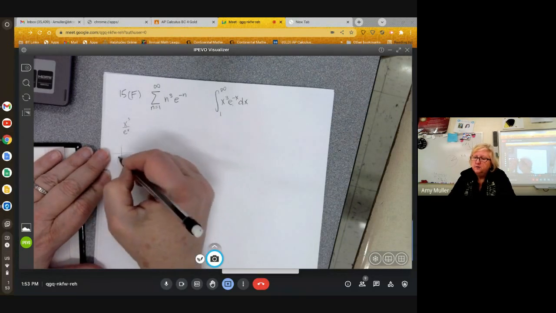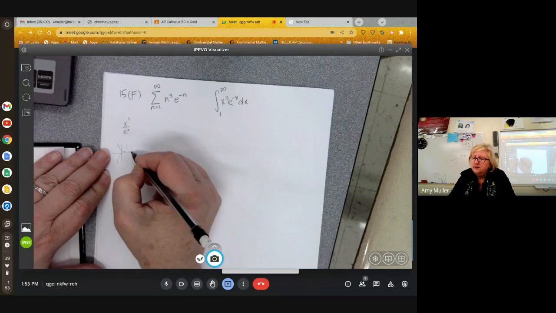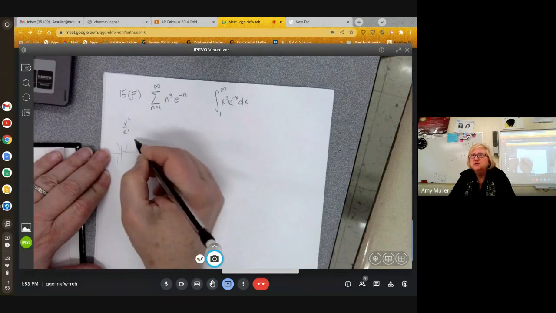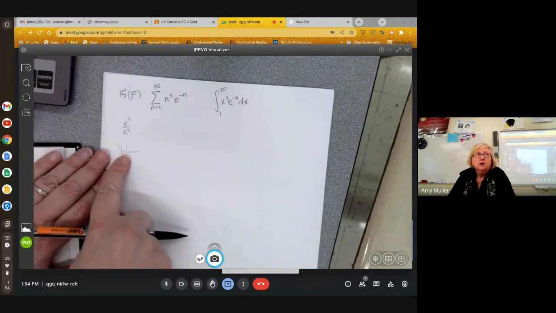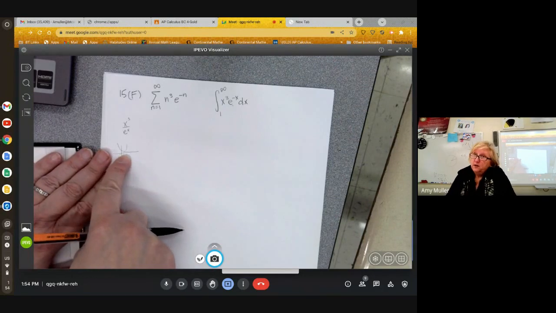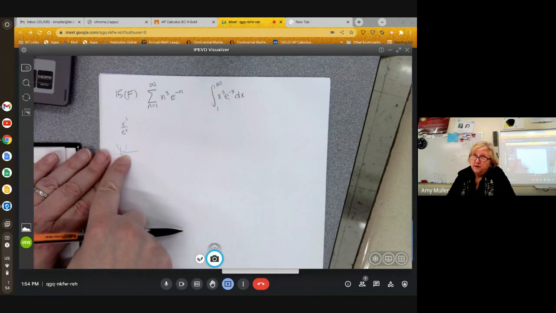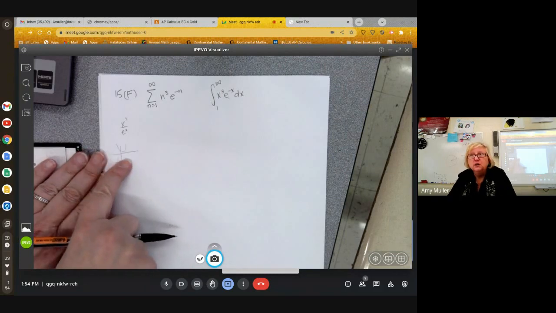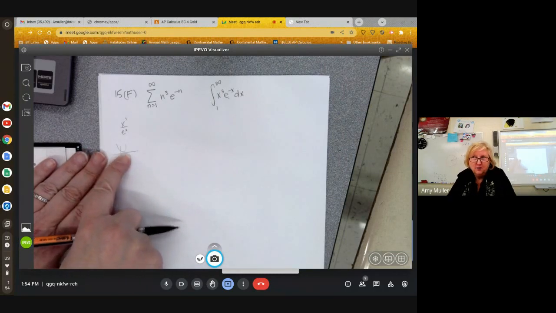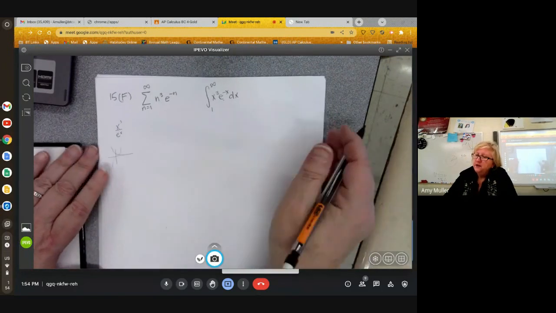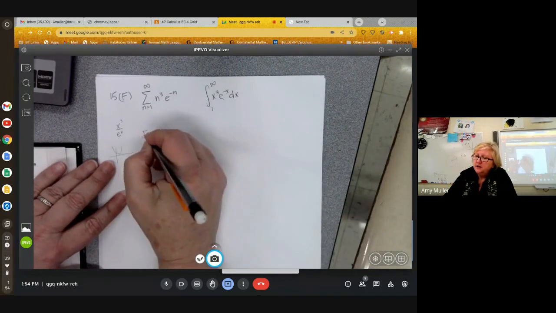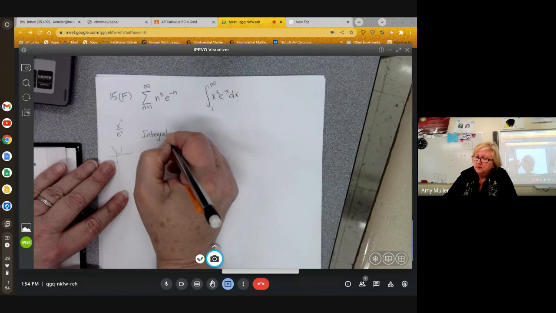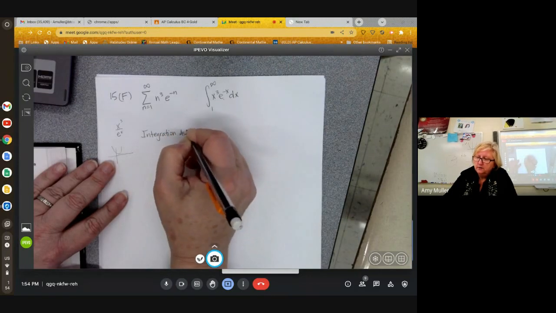Because e to the negative x goes to 0 faster than x cubed. Remember, when we did that nice little presentation on what grows fastest and what goes slowest, e to the x grows really, really fast, and so decay is also really fast compared to a polynomial. All right, so I'm going to do an integration aside. That's what I call it.